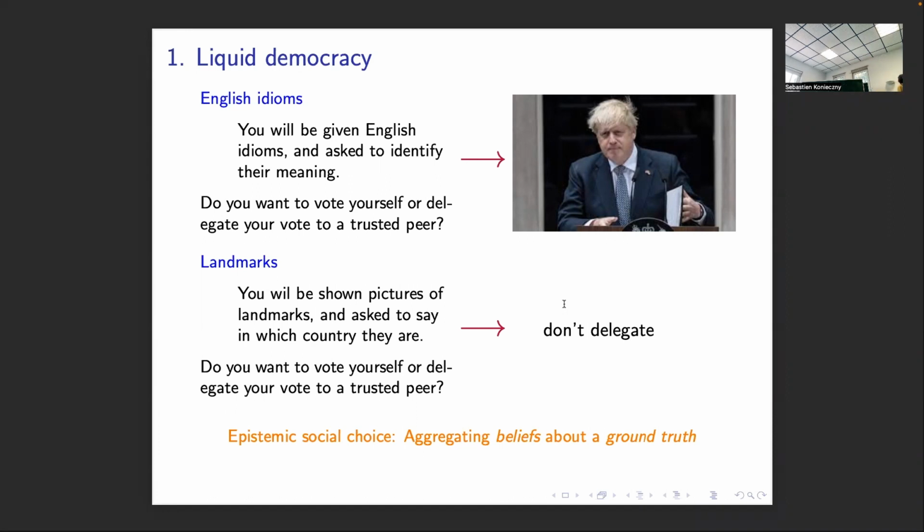Well, on the other hand, if the question is you're being shown pictures of landmarks and you have to decide in which country they are, I feel confident and I will vote. Okay. And so this is about epistemic social choice. Okay, there is a ground truth. I mean, this picture is in some country in the real world, and we have to identify the ground truth.